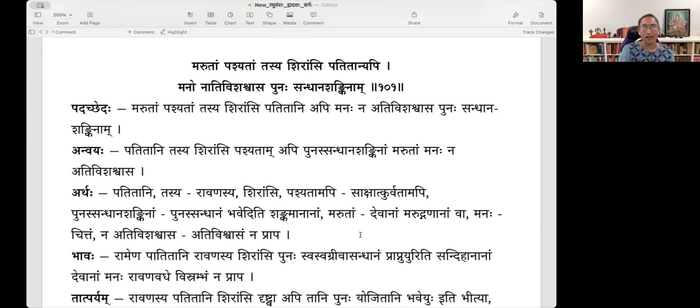So, tatha marutam api manaha na vishashvasa. The minds of the wind gods also did not completely believe, because they feared that those heads were again going to go and attach themselves to the body of Ravana. Patitani tasya ravanasya shiramsi pashyatam api sakshat kurvatam api, even though they had witnessed the falling of the heads. Punasandhana shankinam punasandhanam bhavet iti shankamananam, they feared that it would again attach itself. Sandhanam ityukte, attaching. So it may again go and attach itself. Iti marutam marudgananam devanam manaha chittam na ati vishashvasa ati vishwasam na prapa, it did not completely believe totally.